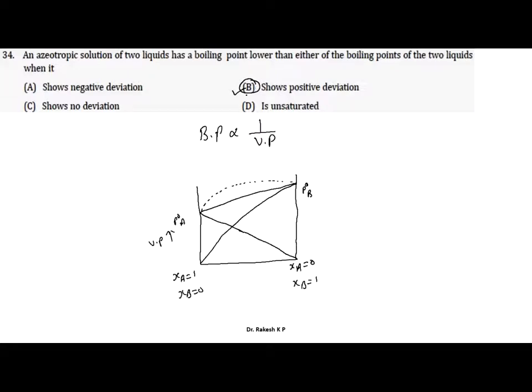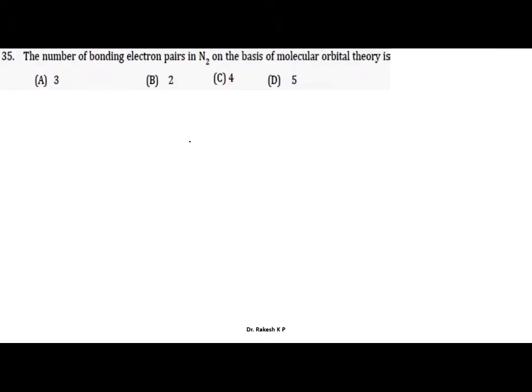Okay, so see the next one, the next question. The number of bonding electron pairs in N2, that is the nitrogen molecule, on the basis of molecular orbital theory. Okay, now see this one here. So let me take the particulars of the nitrogen here. The total number of electrons in the nitrogen is 14. Let me write the molecular electronic configuration. We are having sigma 1s, sigma star 1s, next thing is sigma 2s, again we are having sigma star 2s.